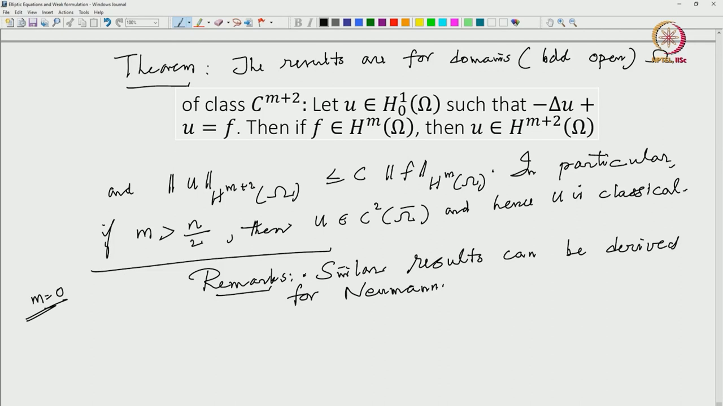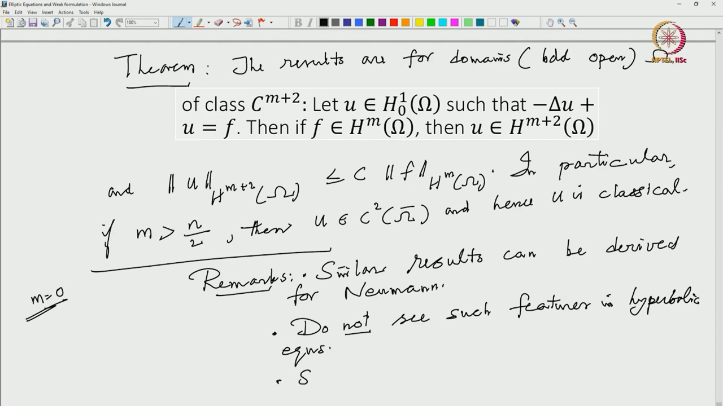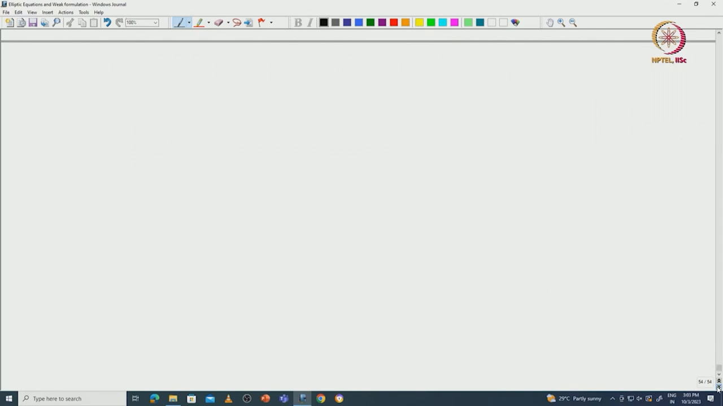Another important thing you may see is that you do not see such features in hyperbolic equations. What was discussed for hyperbolic equations are the smoothing effects. We will not discuss much more than this smoothing effect. You can also consider more general second order equations, but let me not do this one.